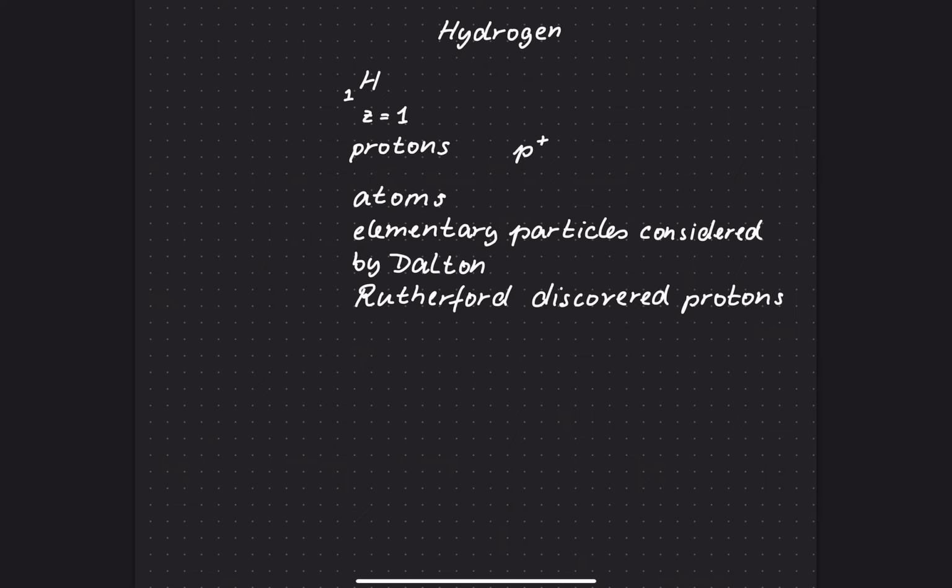And proton is Greek and means first. So atom stands for the uncuttable, and proton stands for first, because when they were discovered, they were considered to be elementary particles which cannot be further divided.